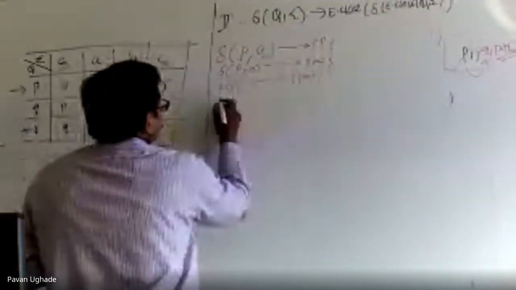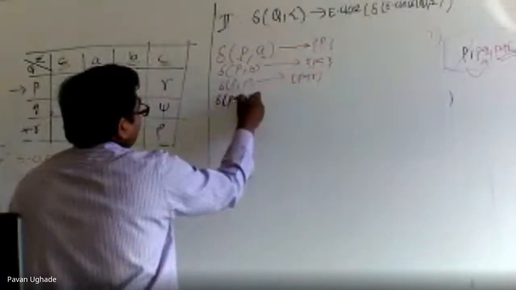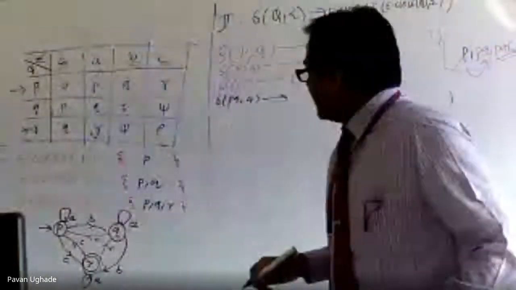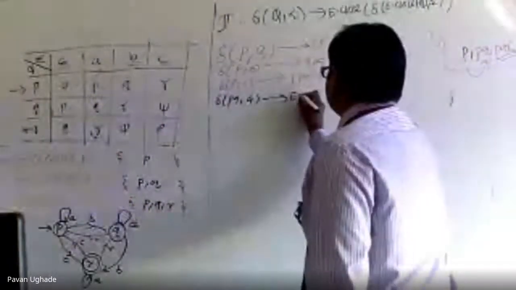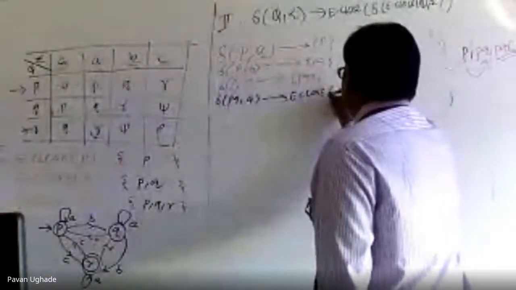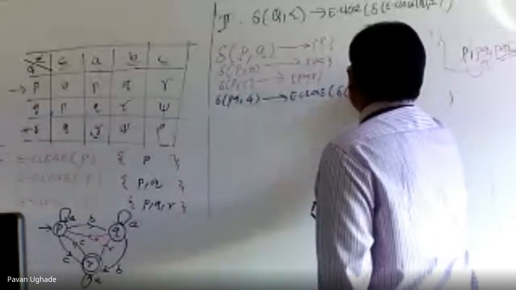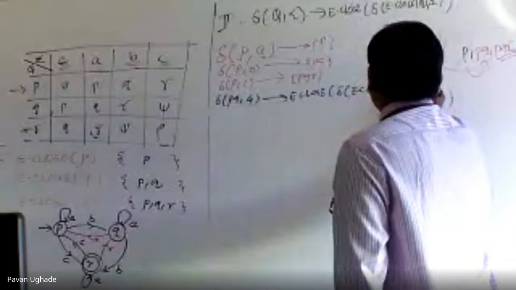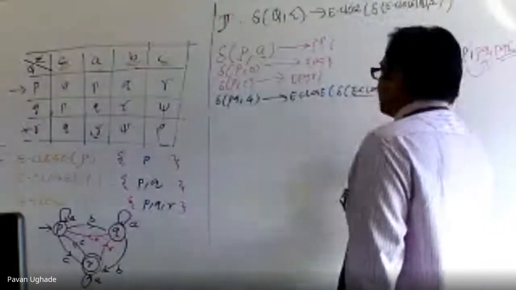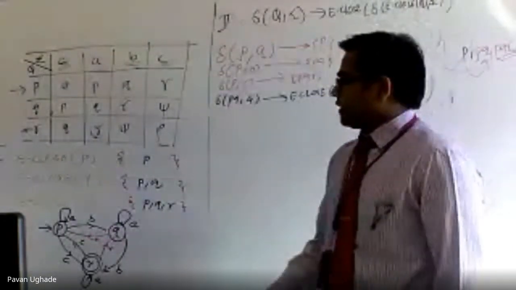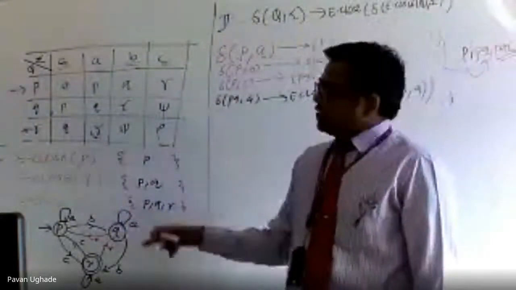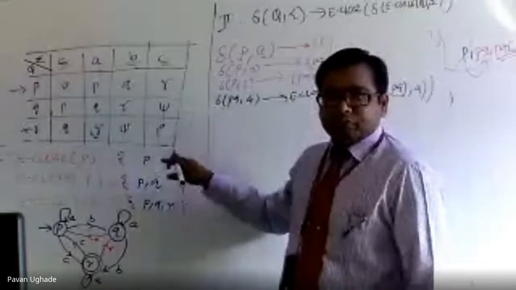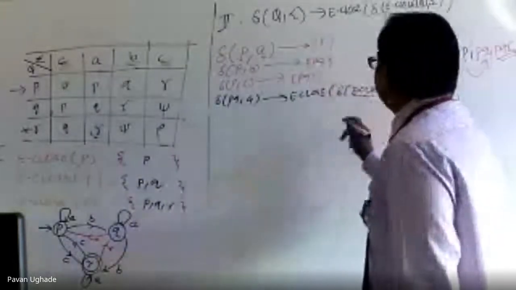Now we will take the new state, transition function PQ over A. Apply the formula once again properly and get the result. So epsilon closure of transition function of epsilon closure of PQ, comma A. The epsilon closure of PQ, you know how we calculate it: epsilon closure of P union epsilon closure of Q. So it is PQ, right? P union PQ.